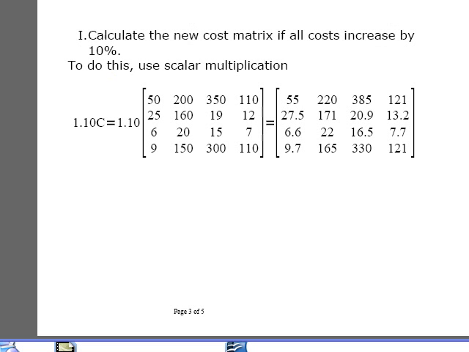Now let's say that the cost goes up by 10%. All the costs at all locations go up by 10%. And I want to find these new cost matrices, these new charge matrices. Okay, what I can do is multiply C by 1.10, and this is the scalar multiplication. That's because all costs are increasing by the same amount.